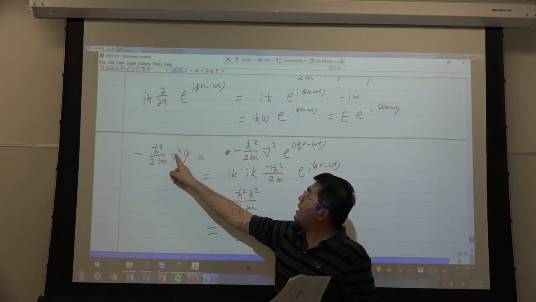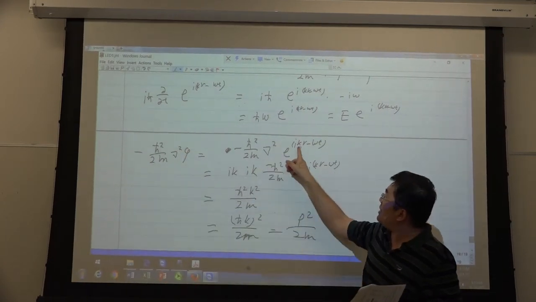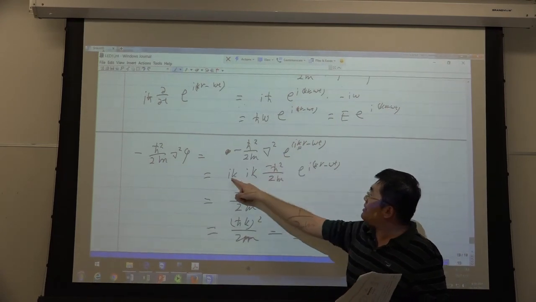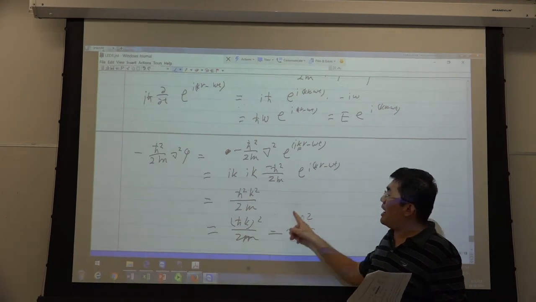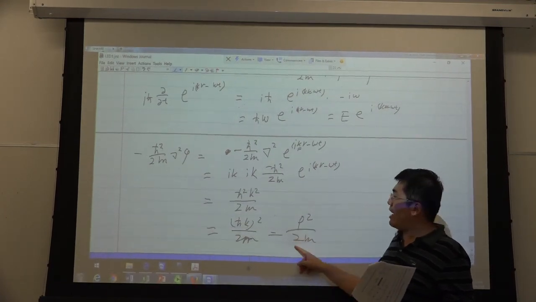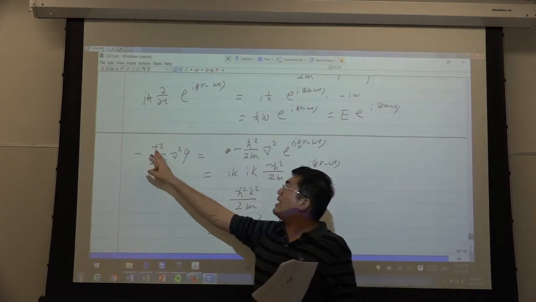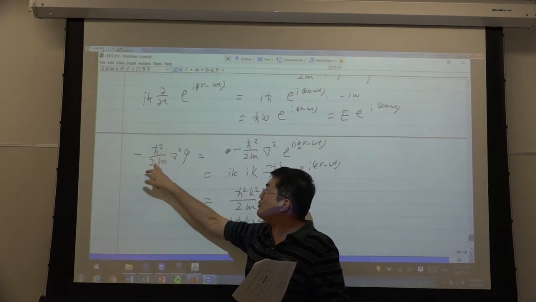Because this Laplacian operator, when you apply it twice, gives a K square, so there is a minus K square in here. Okay, so we can get this. This is kinetic energy. This is kinetic energy. Okay, so this is a constant. Why is there a minus? Why do we have the h square over 2m constant?